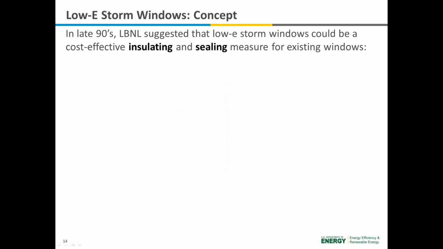So now to go through a little bit of the history and how these technologies work. First, the initial concept came up in the late 1990s when Lawrence Berkeley National Lab suggested that low E storm windows could be a cost-effective insulating and air sealing measure for the existing windows.